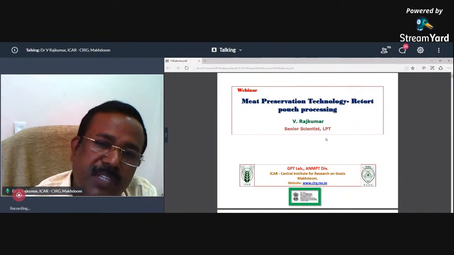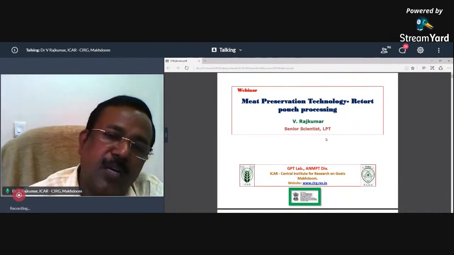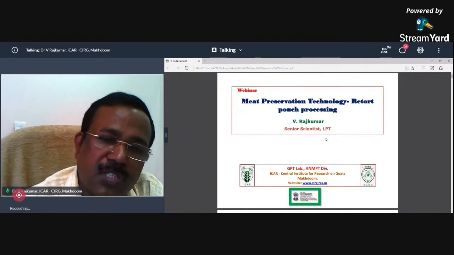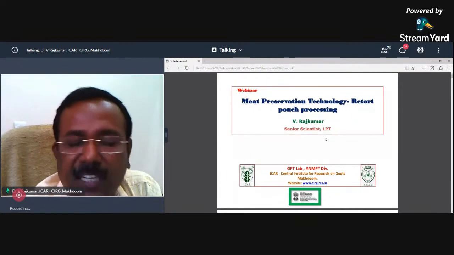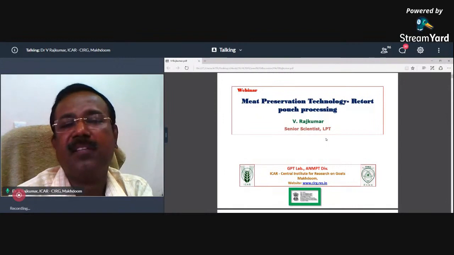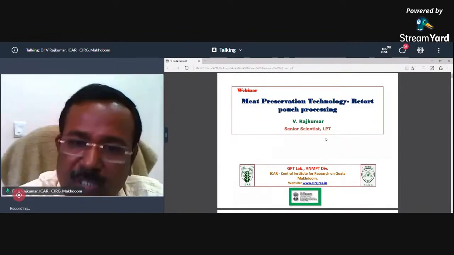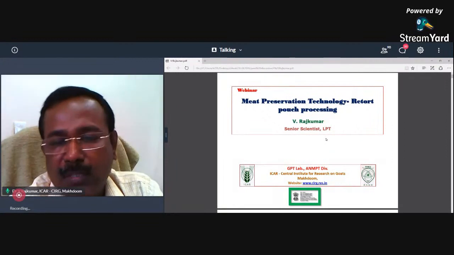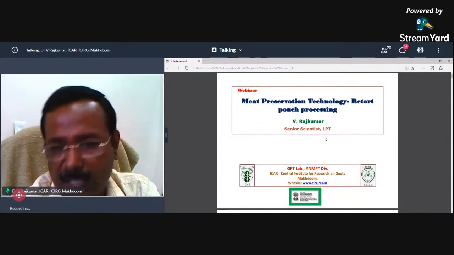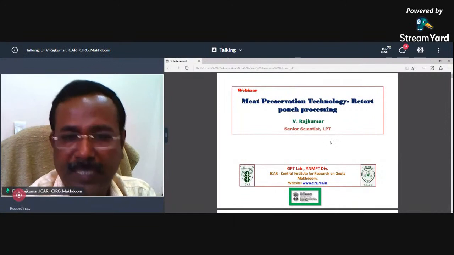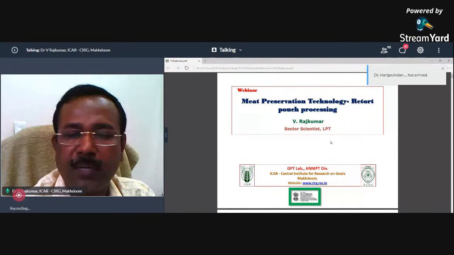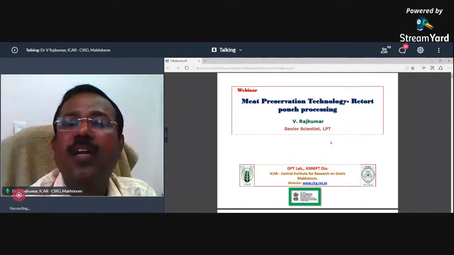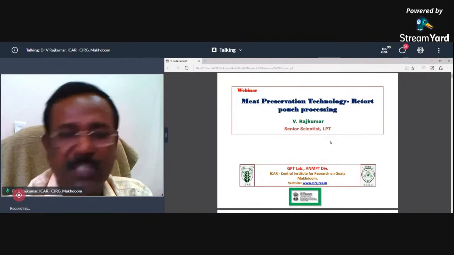So in that case, retort pouch processing comes to the rescue. Previously, retort pouch processing was canning technology. It is nothing but canning technology that has been converted into retort pouch processing. For entrepreneurs or any meat processing sector, this is not getting popular, but still the products are now available, especially in chicken meat products.